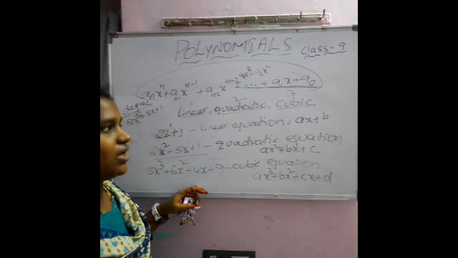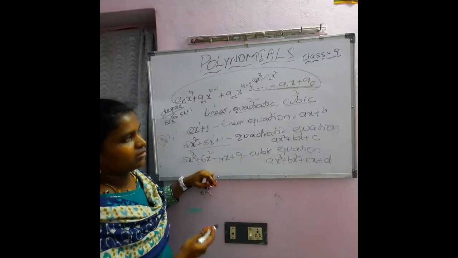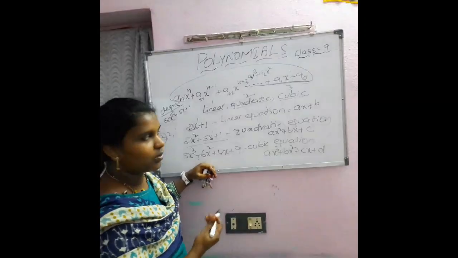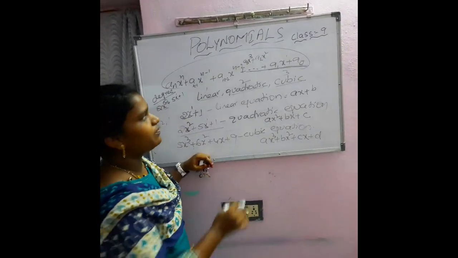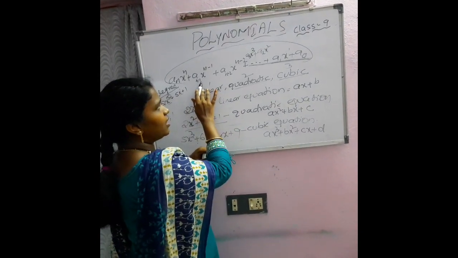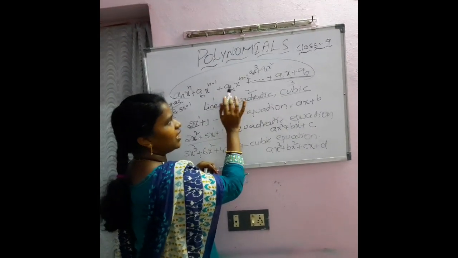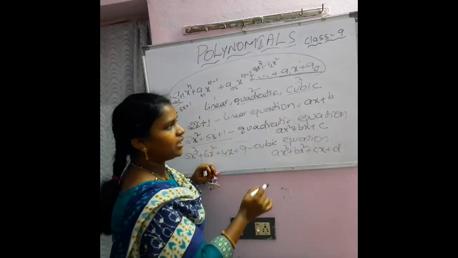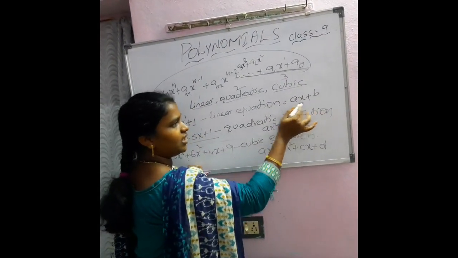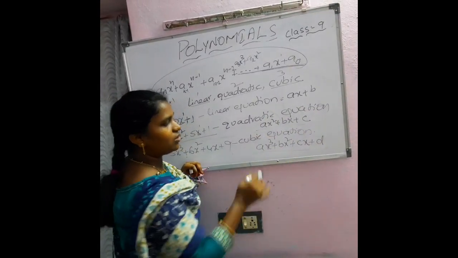That means we can derive the linear, quadratic and cubic equations just from the general form of a polynomial, that is an x power n plus an minus 1 x power n minus 1 plus an minus 2 x to the power of n minus 2 up to a1x plus a naught. We have derived the general forms of the linear, quadratic and cubic equations.